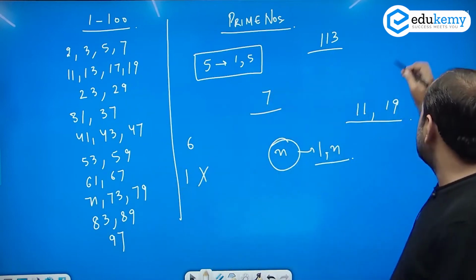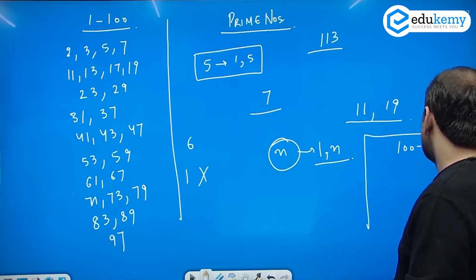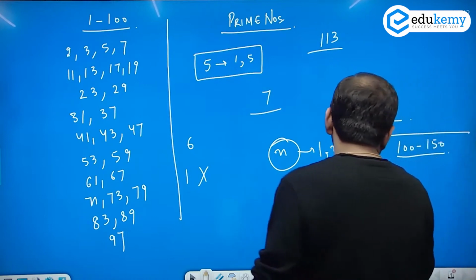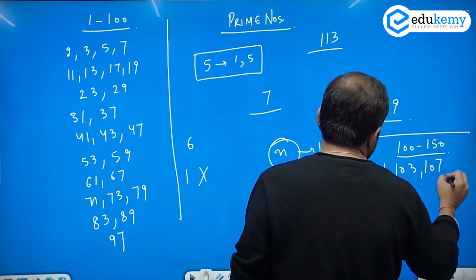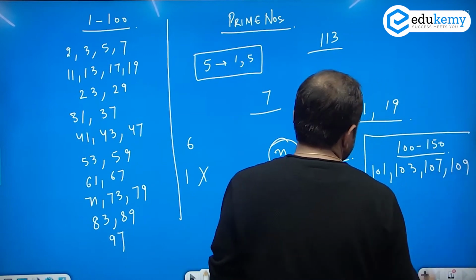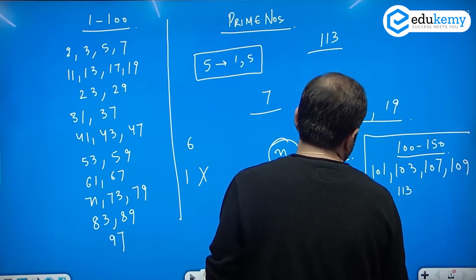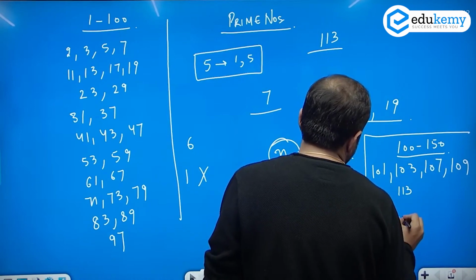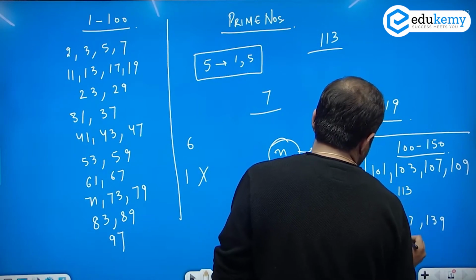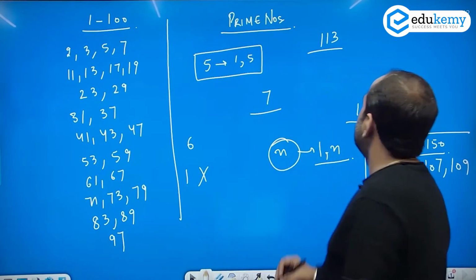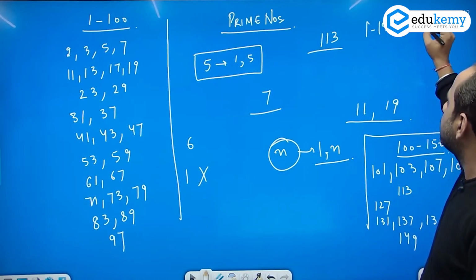And even if I need to write down prime numbers from 100 to 150 also, okay, let's write down these also. They will be 101, 103, 107, 109, 113, 127, 131, 137, 139 and 149. So we can say that in total from 1 to 150 we have 35 prime numbers.